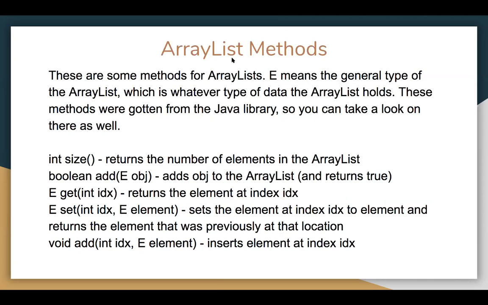So ArrayList methods. Since we're talking about ArrayList being a class, then of course it has its methods. Otherwise, it wouldn't be a very useful class. So there are some methods for array lists, and E in these following examples just means the general type of the array list, which is whatever type of data the array list holds. These methods were got from the Java library. So you can take a look on there as well for more methods and also any clarifications. But yeah, I just copy and pasted it.